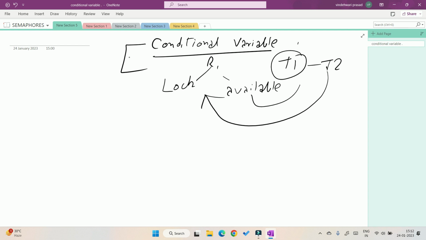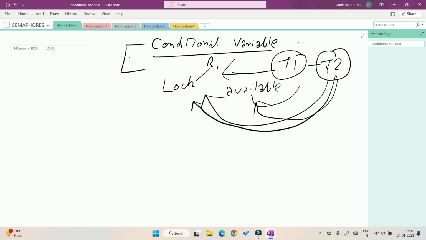suppose that T1 locks any resource R1, okay, and T2 wants it. So what will T2 do? T2 comes and sees whether it is locked or available, and it is checking it frequently. So there will be a wastage of T2's resources in the CPU because T2 is always checking whether it is locked or available.